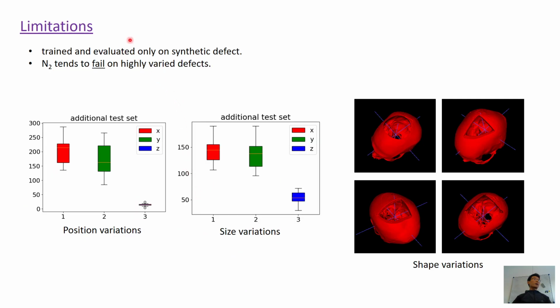There are two main limitations of the study. First, the models are trained and evaluated only on synthetic defects. Second, N2 tends to fail on highly varied defects. We create 10 additional data for testing with much greater variations regarding the position, size, and shape of the defects. However, we found that N2 cannot make correct predictions on those cases.